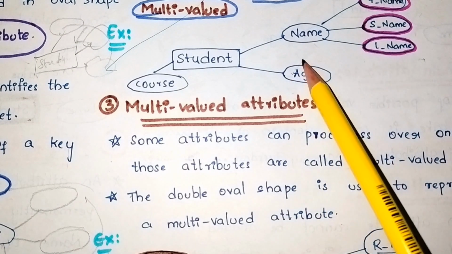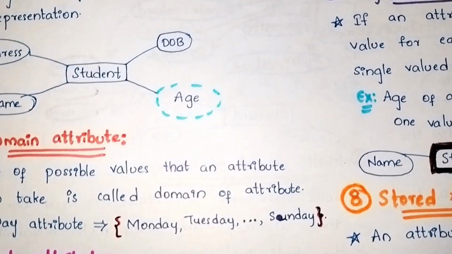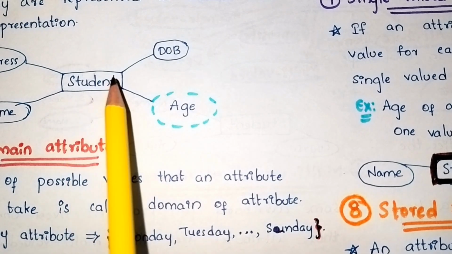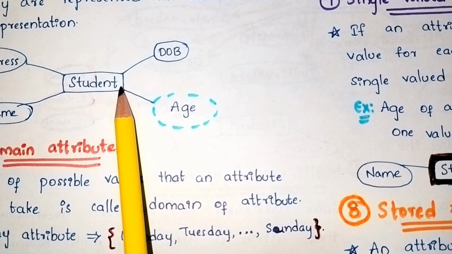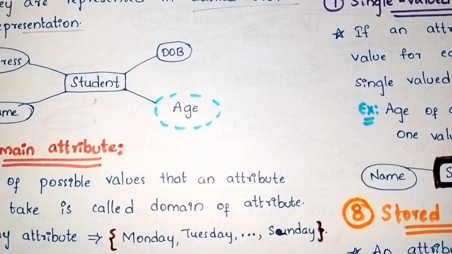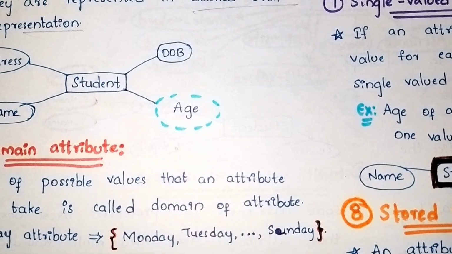Like here we have already seen name is divided into first name, second name and last name. This is a composite attribute, whereas a derived attribute in the sense it can be based on the student entity. We can derive these from the student table. They can be represented in dashed oval representation. In this way we can represent these kinds of entity attributes.